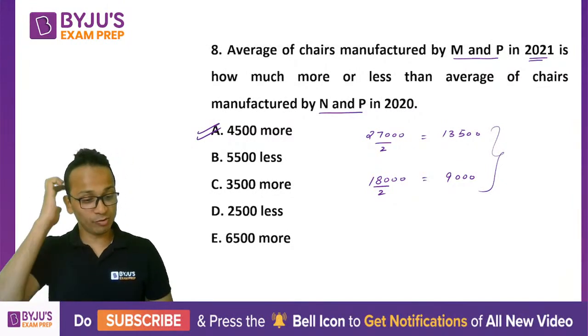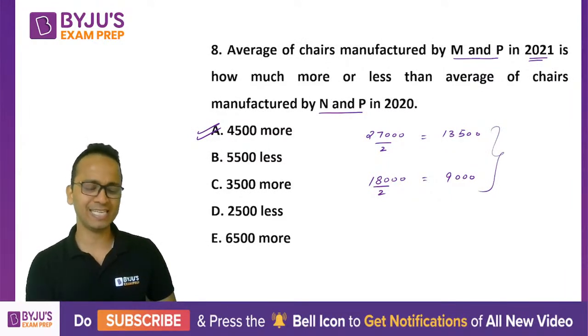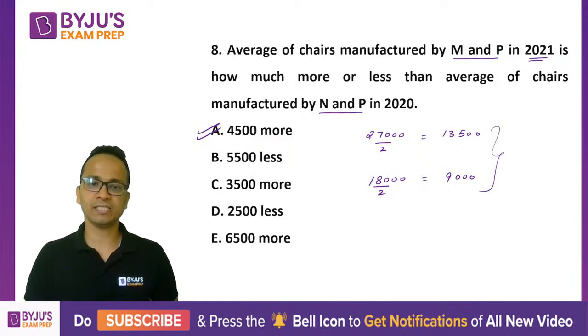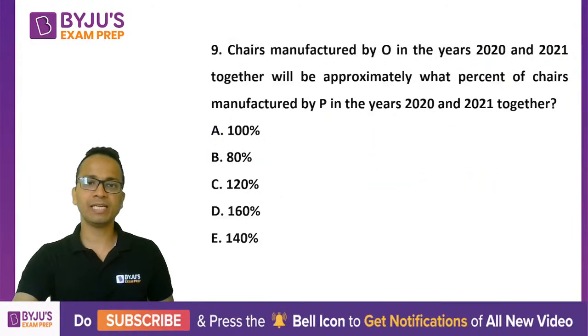Alright. Some of you have given option B as the answer. Why have you given that as the answer? Answer is option A. 4,500 is the correct answer. Okay. Alright. Next question. Question number 9.